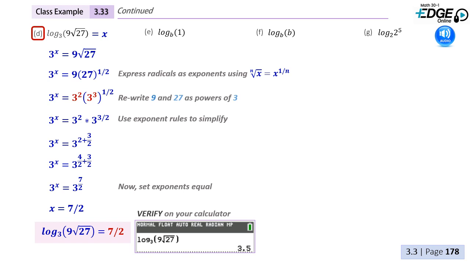We can verify this on our calculator by evaluating the log, or by evaluating 3 to the 7/2 and confirming that's the same as 9 times the square root of 27.